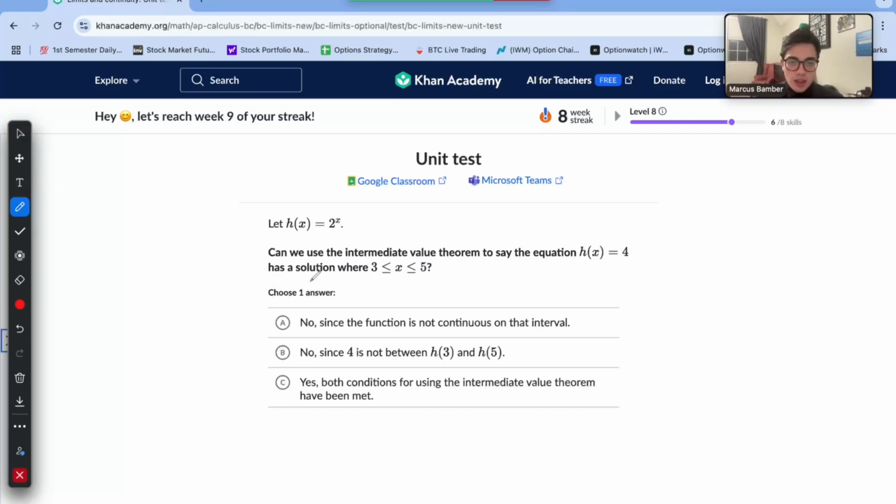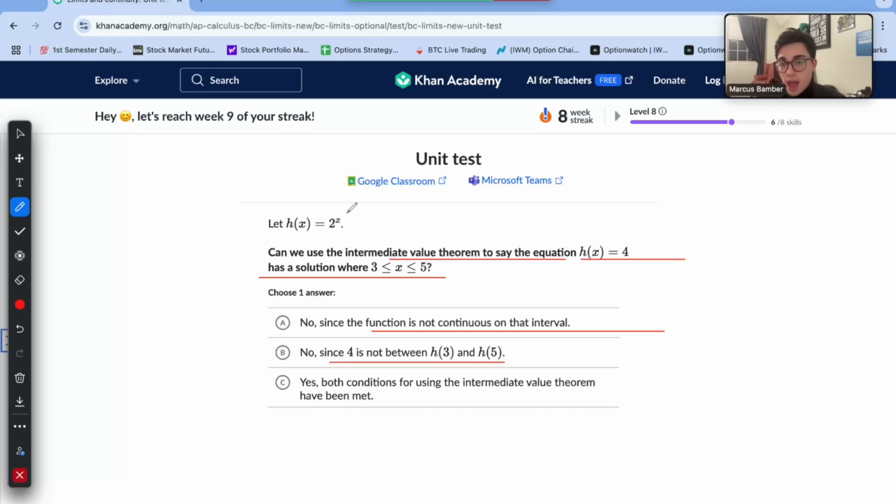So this question asks if we can use the intermediate value theorem to say the equation h of x is equal to 4 has a solution between 3 and 5. Well, we need to determine is the function continuous on the interval and if the value 4 is in between h of 3 and h of 5.